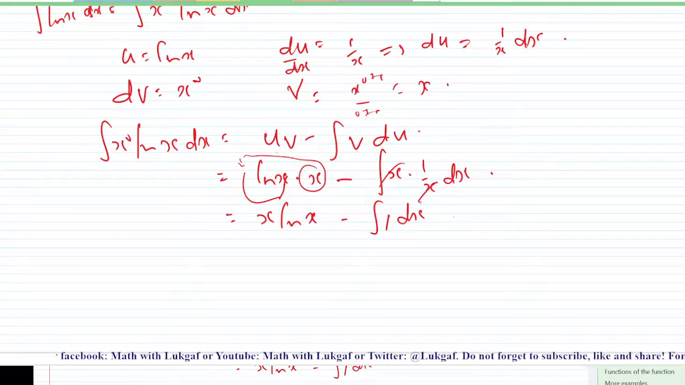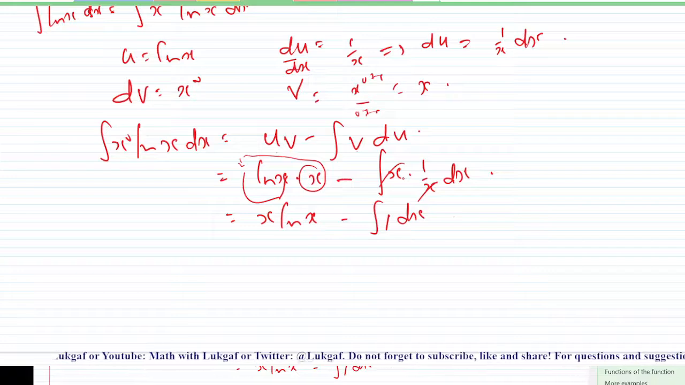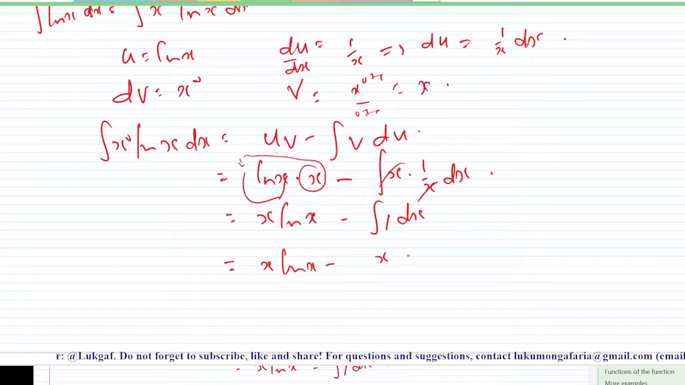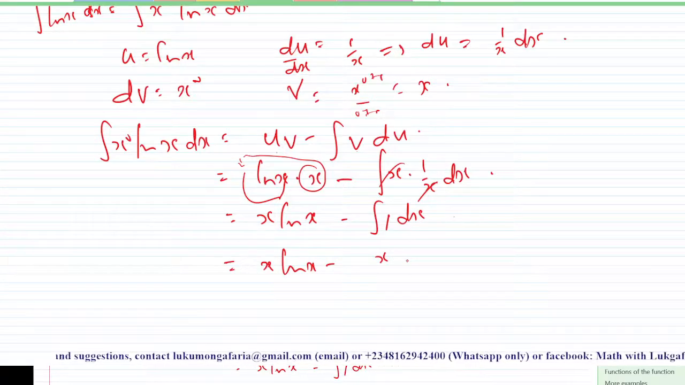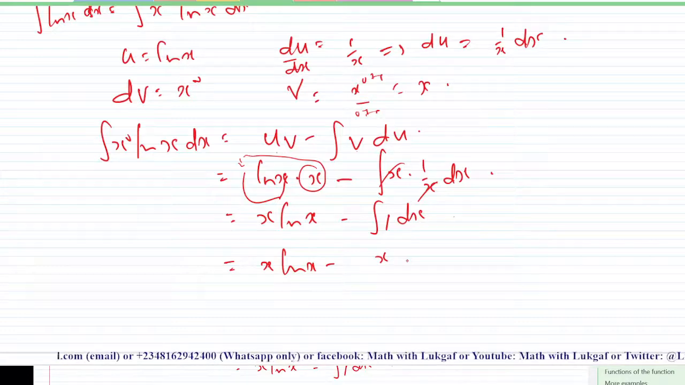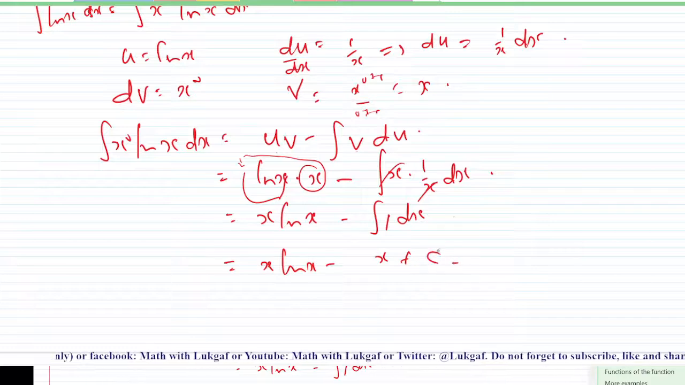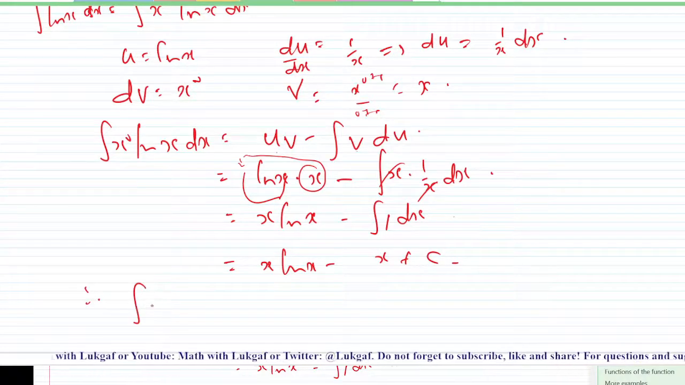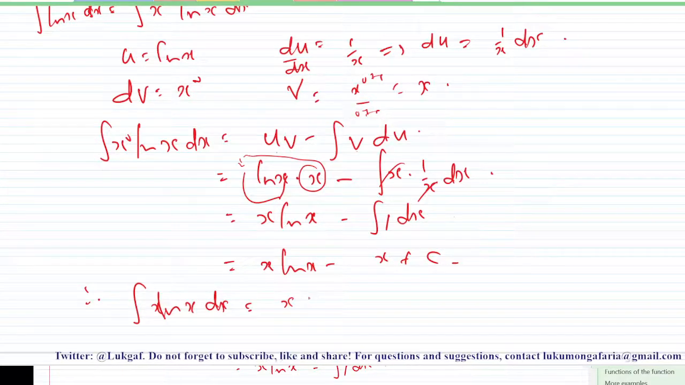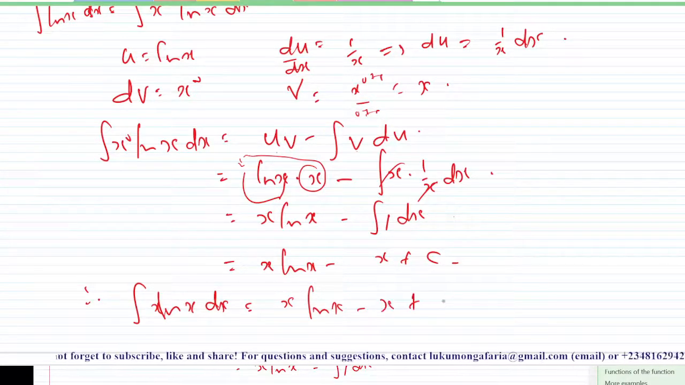Recall from the standard integrals I gave you that the integral of 1 is going to give me x. How do we obtain that? What are you going to differentiate to give you 1? You know it is x that I'm going to differentiate to give me 1. Definitely the integral of 1 will give me x. You understand now? Since we have finished with our integration, you put c. So therefore, we can conclude that the integral of ln x dx is equal to x ln x minus x plus c.